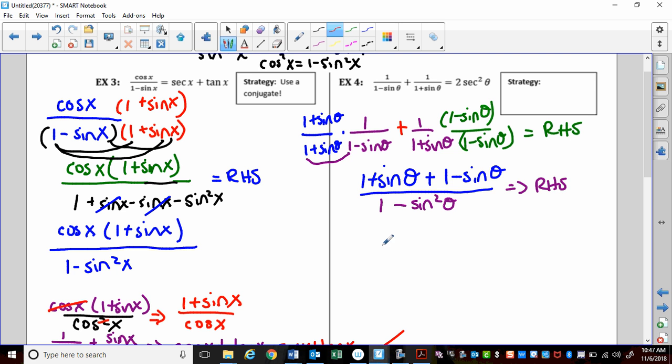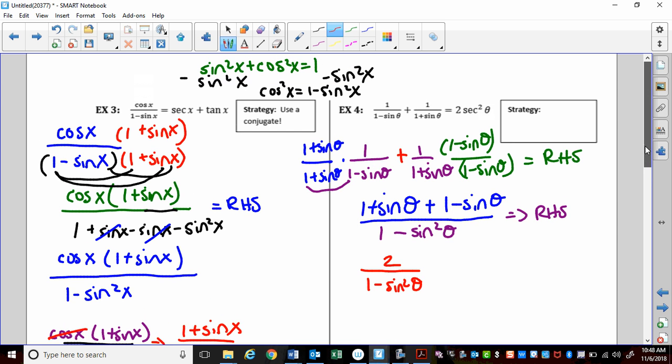1 plus 1 is 2. Sine of theta minus sine of theta is 0. So I have 2 over 1 minus sine squared theta. And I have this identity. Almost always whenever we see a sine squared or a cosine squared or something squared, we're going to use the Pythagorean identity. So the one that I'm going to use is this one. I want it to look like 1 minus sine squared theta. We know that this is equal to cosine squared.